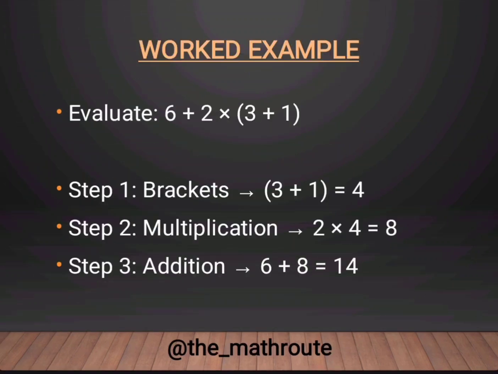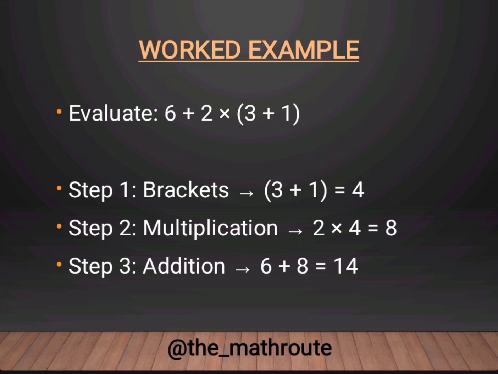Next comes a worked example: 6 plus 2 into 3 plus 1 in brackets. So first we solve the brackets, 3 plus 1, which is 4. Next, as per BODMAS, multiplication comes first. So we multiply 2 with the resultant of the bracket value, which is 4. So 2 into 4 is 8. So step 3 is 6 plus 8, which is equal to 14.